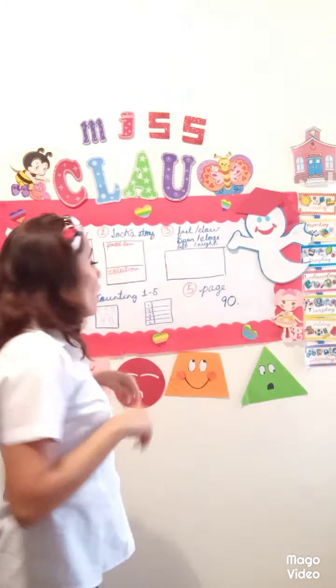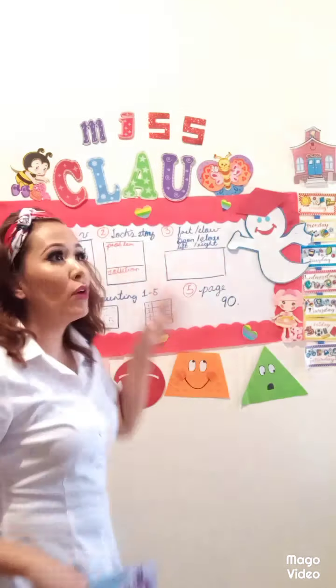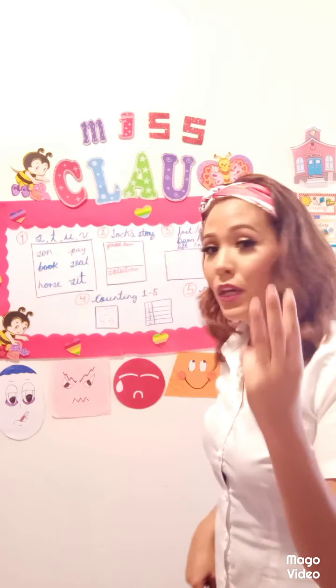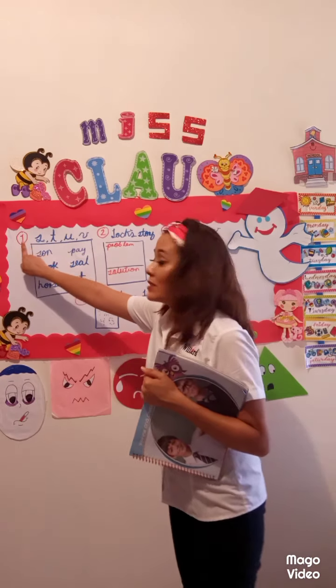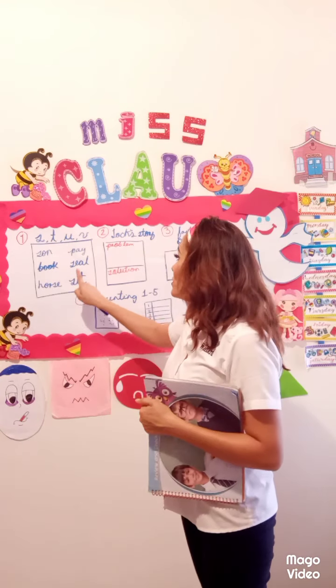The objectives, mommies and daddies, for this week is to reinforce all the concepts that the children have already learned. Now the first activity of this week is about reinforcing the letter sounds S, T, U, V. Four letters. What we have to do here is the same as we have done before.